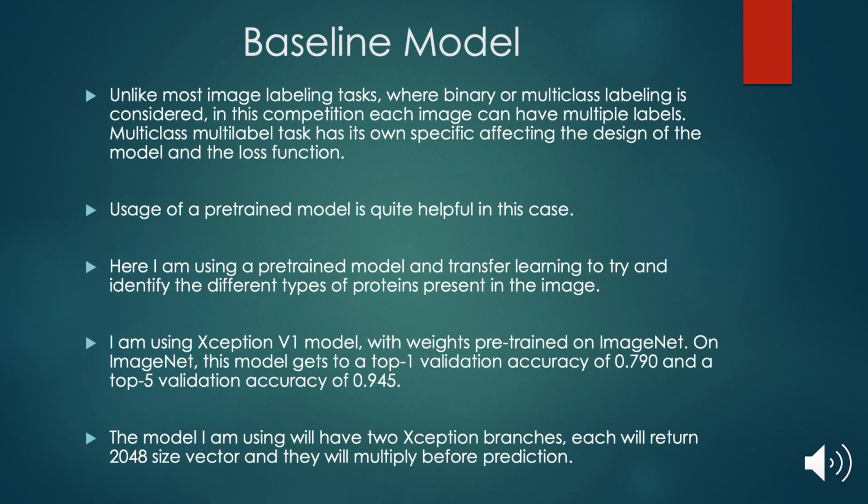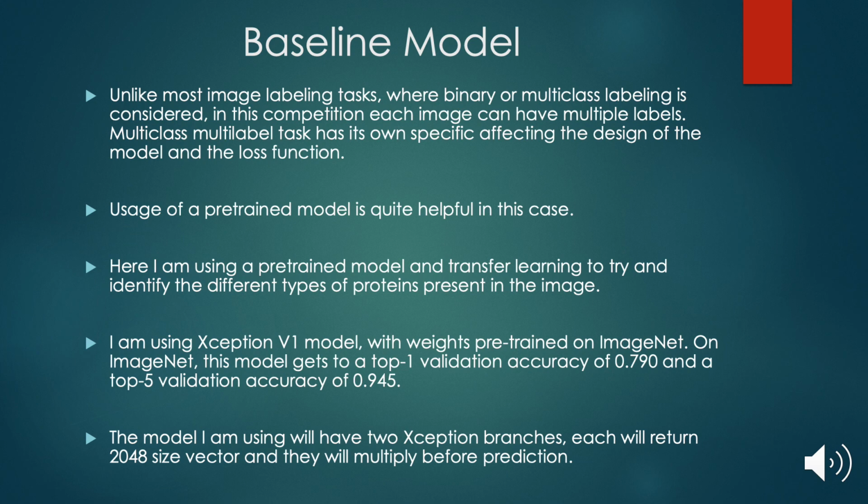Now let's have a look at the baseline model. Unlike most image labeling tasks where binary or multi-class labeling is considered, in this competition each image can have multiple labels. Multi-class multi-label task has its own specifics affecting the design of the model and the loss function. Usage of a pre-trained model is quite helpful in this case. Here I am using a pre-trained model and transfer learning to try and identify the different types of proteins present in the image.